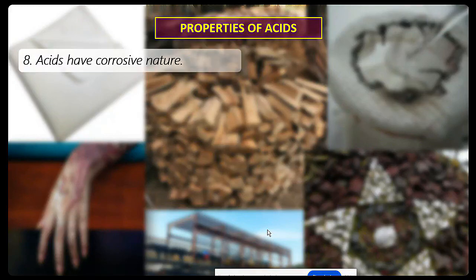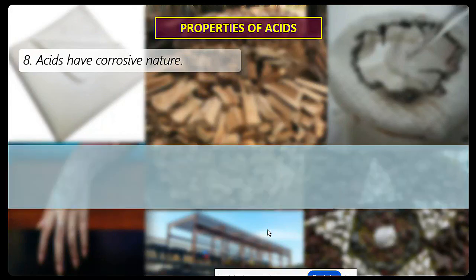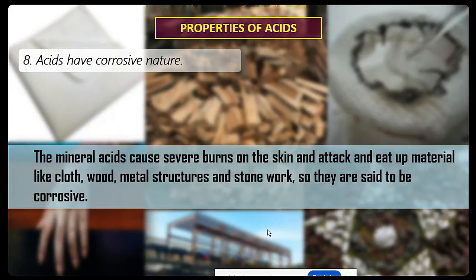show corrosive nature. Acids have corrosive nature. So how to prove that? You can see this. The mineral acids cause severe burns on the skin and attack and eat up materials like cloth, wood, metal structures, and stoneworks. So they are said to be corrosive. Is it clear? Basically, acids eat materials like cloth, wood, metal structures, and stoneworks, etc. So that's why you call them corrosive in nature.